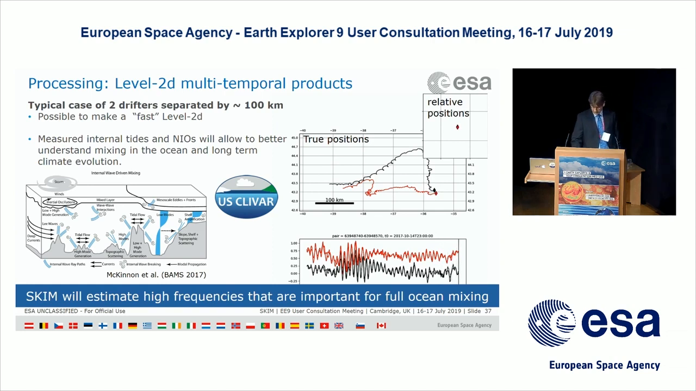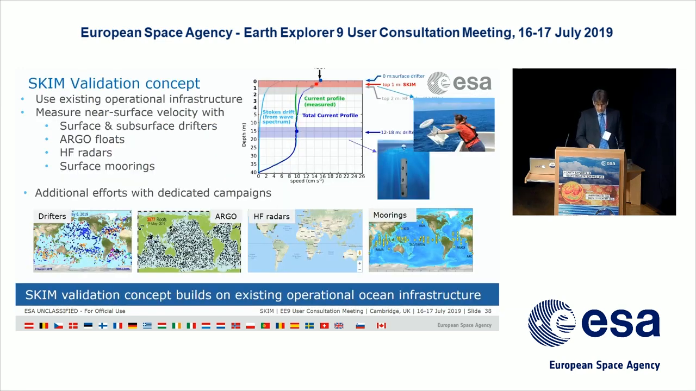The SKIM validation concept is very straightforward. It's using existing operational infrastructure, essentially measuring velocities from the surface all the way to 15 meters with Argo floats, HF radars, and surface moorings, and subsurface and surface floats. And of course, SKIM will not fly alone, so there's a lot of synergy possible with other satellites.